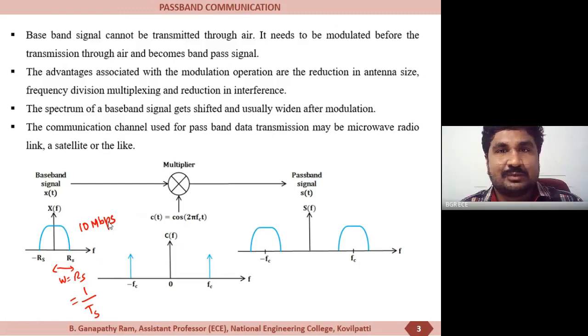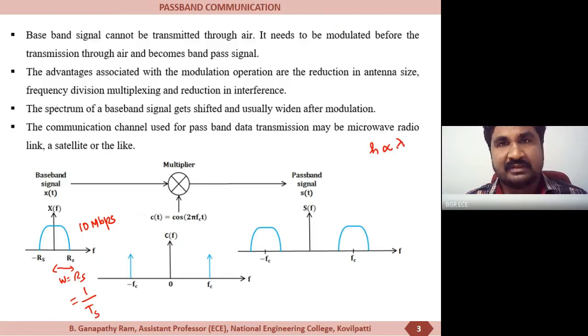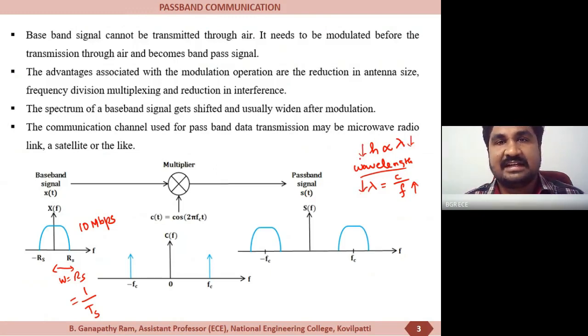This 10 megahertz channel cannot be transmitted through air, since the antenna required will be large in size. We know that the dimension of the antenna is directly proportional to lambda, the wavelength, and the wavelength lambda is nothing but c divided by f. As frequency increases, lambda decreases. As lambda decreases, the dimension of the antenna decreases.